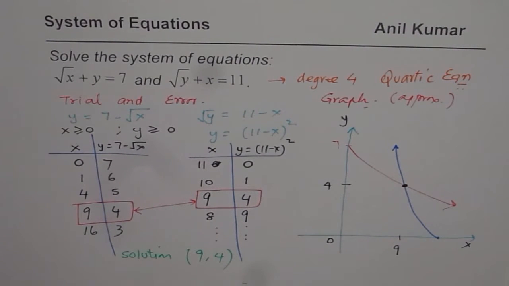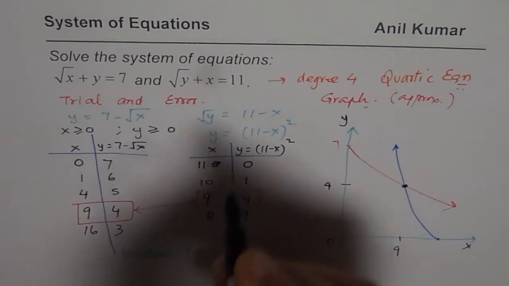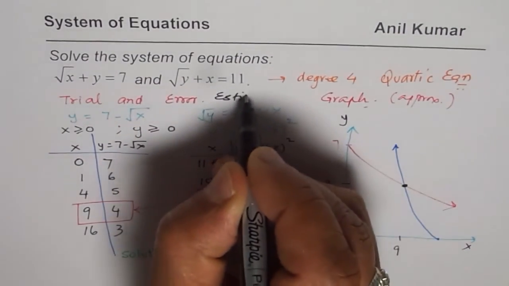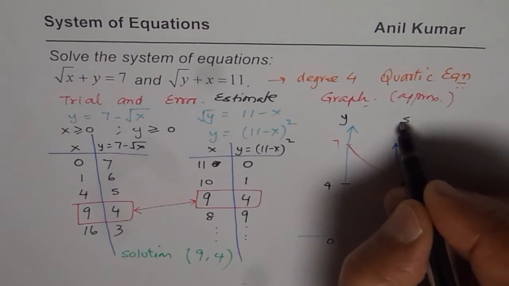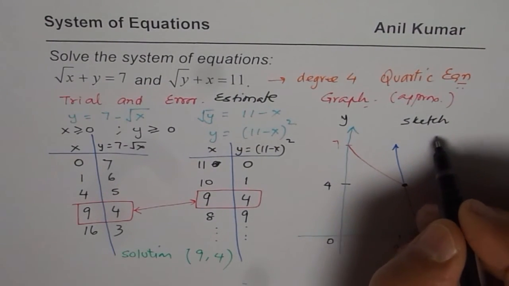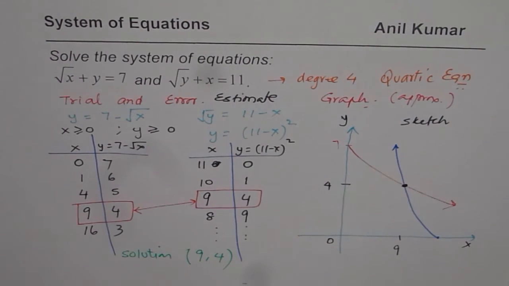The reason for taking up this kind of question is to give you an idea that if you get stuck and find that the question is very difficult to solve, estimate, right? Trial and error is kind of an estimate. Sketching a graph is the other option. You could always sketch and find the solution. So these are two very good tools with you. I would like you to use them. These are underrated, and they are very, very powerful ways of solving algebraic equations.